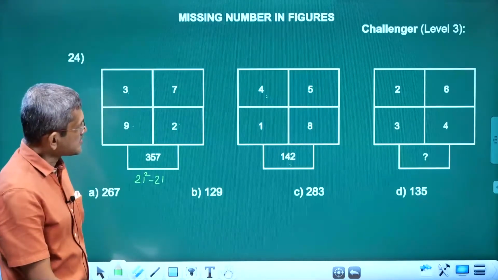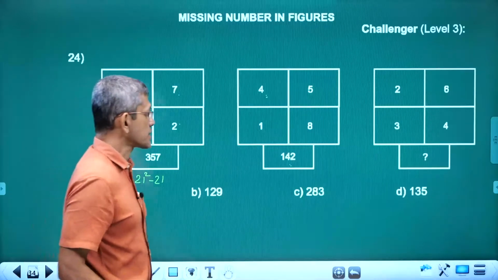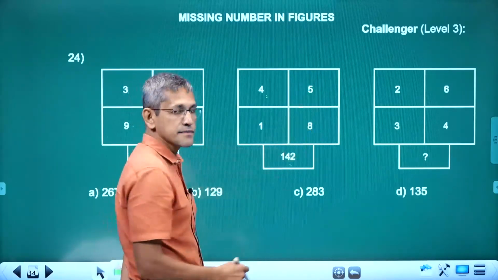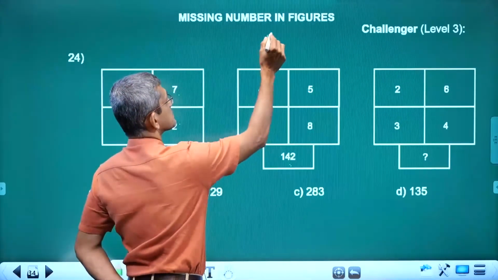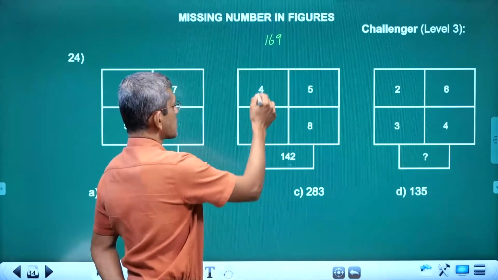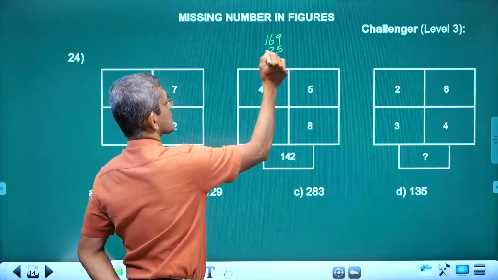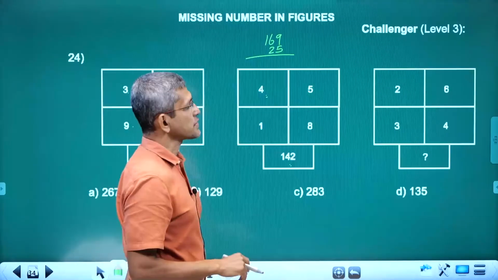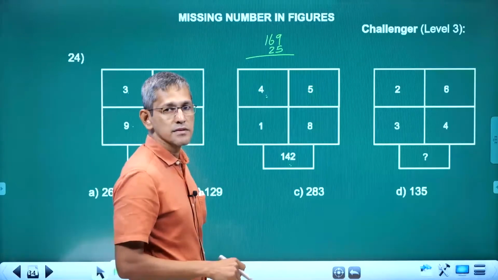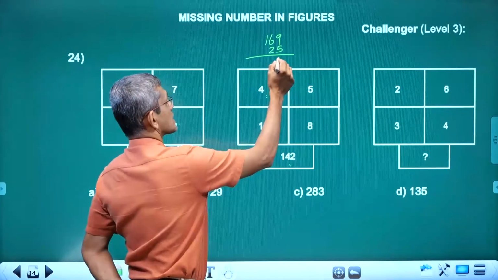How about if you take the squares of these numbers? 8 plus 5 is 13, 13 square, 169. 4 plus 1 is 5, 5 square is 25. So 169 minus 25, how much is that? Is it 142? Not really.